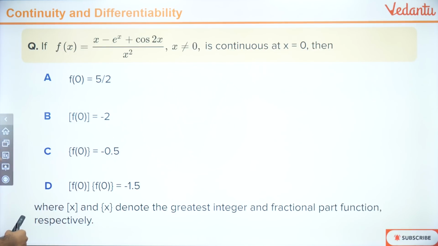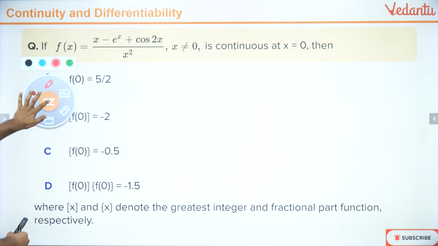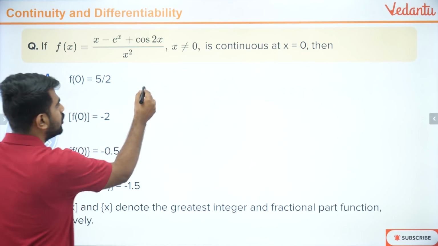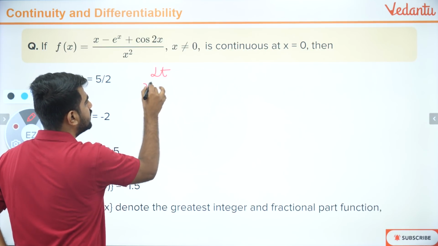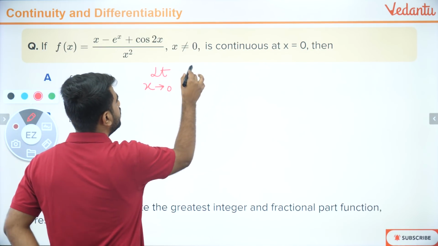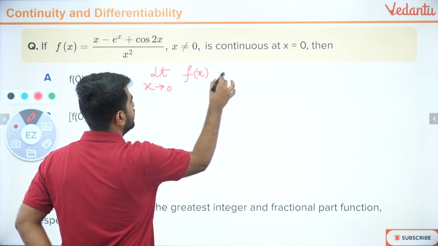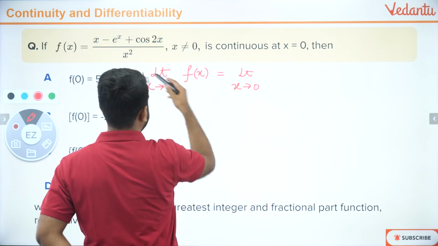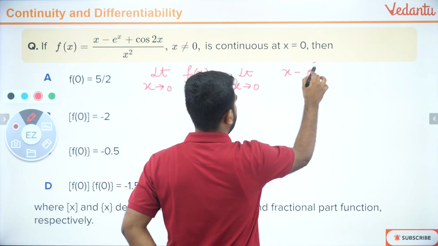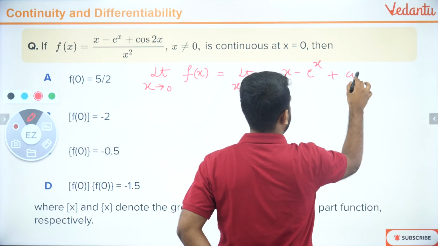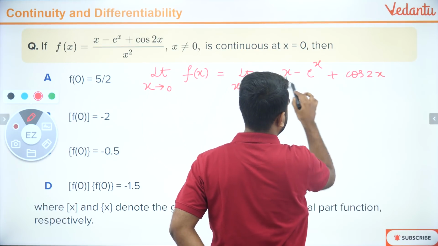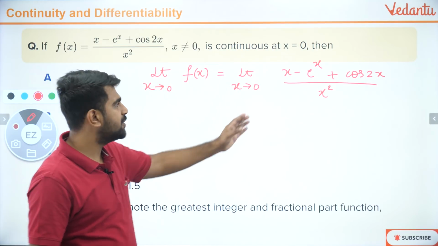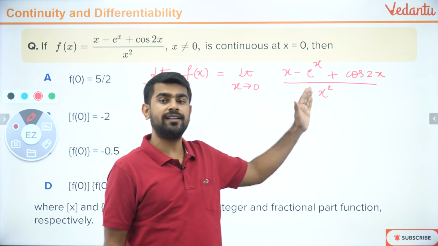Okay, it's a good question. Let's see what are the ways I employ to solve this question. Okay, so let us get started, guys. My job is to find the limit as x approaches 0 of my function f of x, which is nothing but limit x tending to 0 of (x minus e to the power x plus cos 2x) by x square. Okay, so what will happen here? When I put 0, what happens? If I put x equal to 0, I get 0 by 0 form.